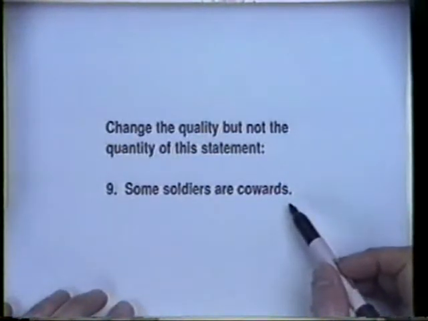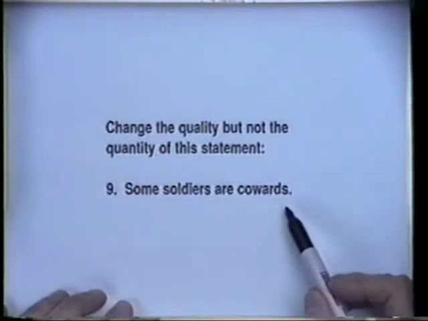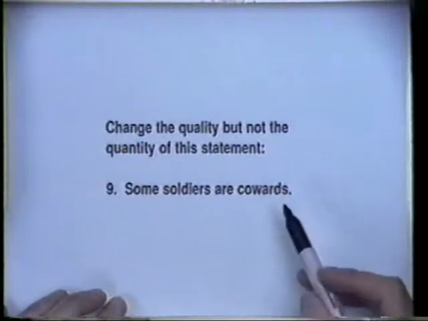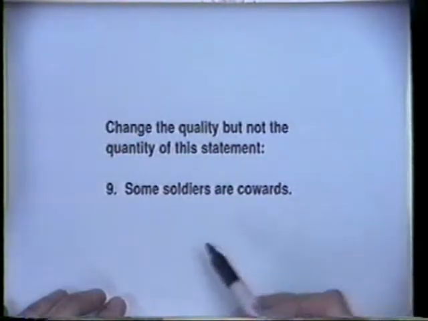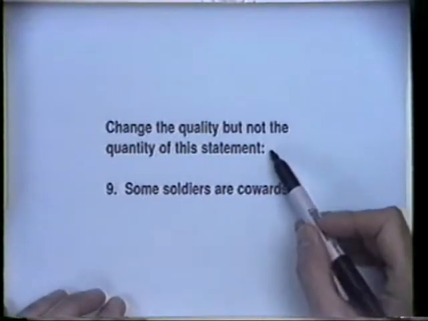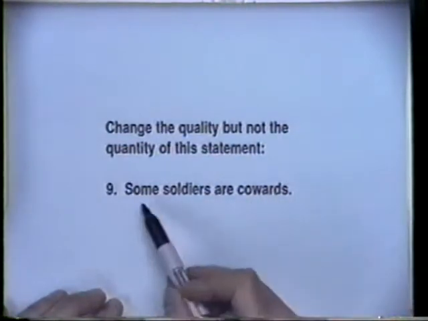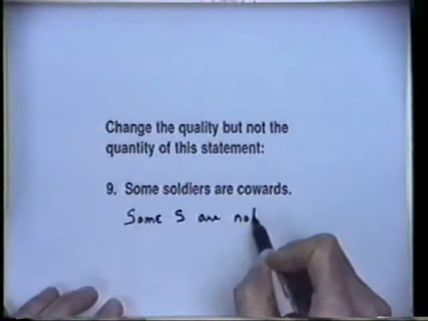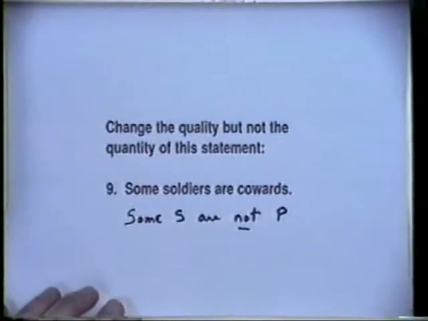This test has a few additional questions that have to do with changing either the quality or the quantity of a categorical proposition, or sometimes changing both. In number 9, some soldiers are cowards, we're asked to change the quality but not the quantity of the statement. Well, the quality of the statement here is affirmative. It's claiming that some soldiers are a member of the class of cowards. So if it's affirmative and we need to change it, we have to change to a negative. That would mean that we would need either a sentence no S are P, that's negative, or some S are not P. Well, the rest of the problem is to maintain the quantity of the sentence. So if we maintain the quantity, we must keep it a particular sentence, and that means that the right answer would be some soldiers are not cowards. Right? There we've changed from affirmative to negative, but we've kept with a particular sentence.